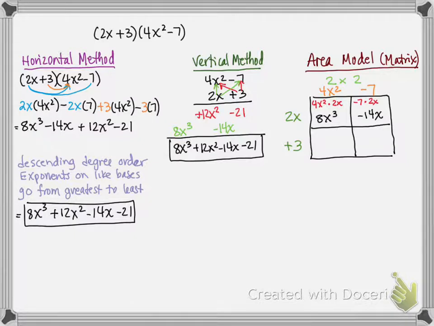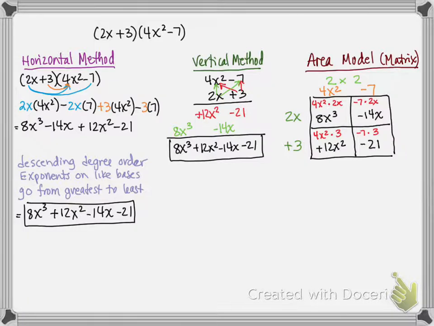And then the next one is going to be 4x squared times 3. And that's going to give me positive 12x squared. So I put the signs in because they're going to play a role when I write out my final answer. And I didn't put the first one in because he's the big guy. He's going to be out in the front. And then we're going to have negative 7 times 3, which is going to give me a negative 21.